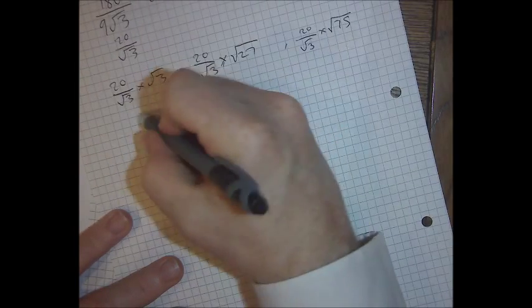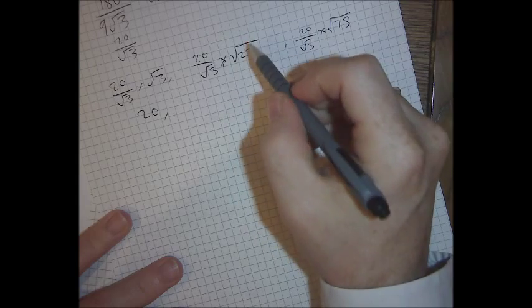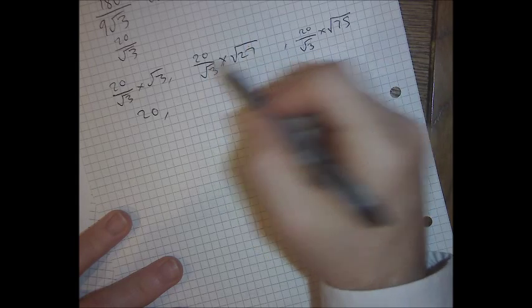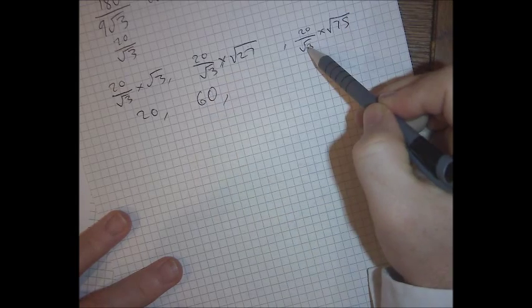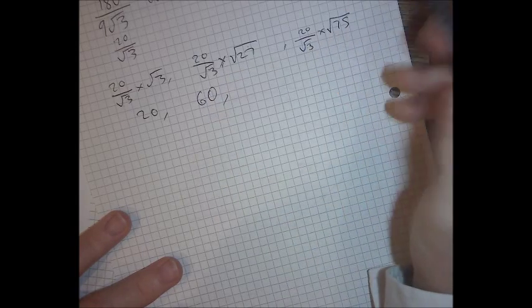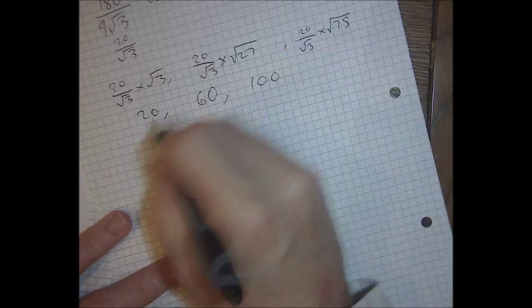So simplify this. That's 20. That's root 27 divided by root 3, which is root 9, which is a 3, so that's 60. Root 75 divided by root 3 is root 25, so that's a 5. So there we go, and they add up to 180, so that's good. So that was question number 3.